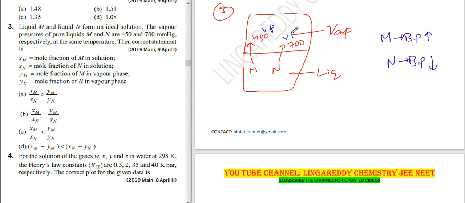These are the vapor pressures. Where vapor pressure is more, boiling point is less. This N going into vapor is more. So in the liquid phase the mole fractions are XM and XN. In case of the vapor phase, those are represented by YM and YN. This much is clear, vapor phase and liquid phase, right? N vapor pressure is more, that means more N will be here. Therefore, I can write it here.